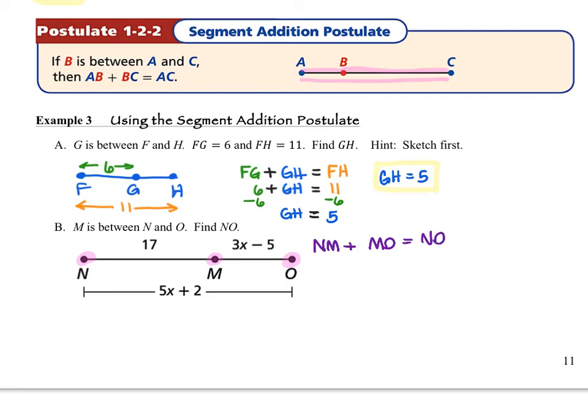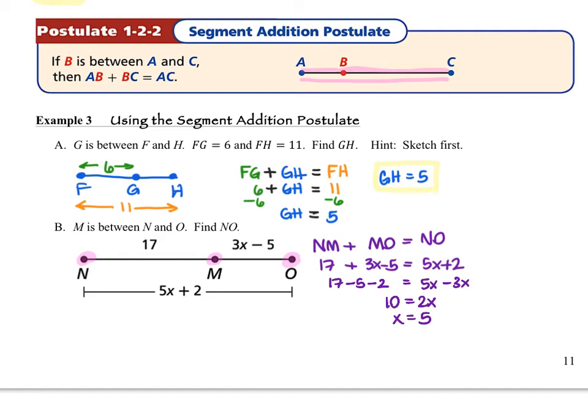And then we substitute in. So the length from N to M is 17. The distance from M to O is 3x minus 5. And the whole distance from N to O is 5x plus 2. Go ahead and pause the video so that you can solve for x, and I'll see you back in a minute. Okay, so we're able to solve and get x is equal to 5.